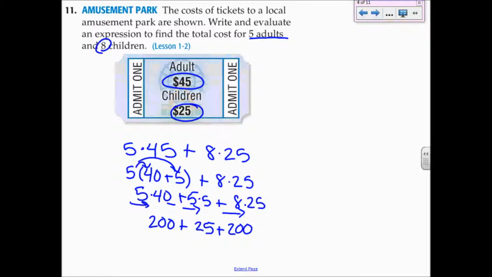And I add them all up. 225 is 225, plus 200 is 425. And since it's a word problem, we want to make sure to include our units there of dollars, since it's asking for the total cost.